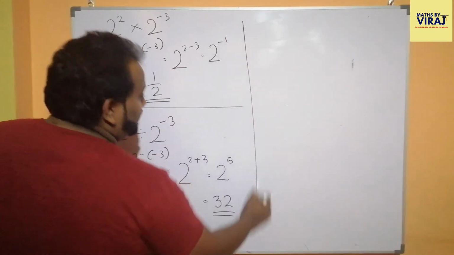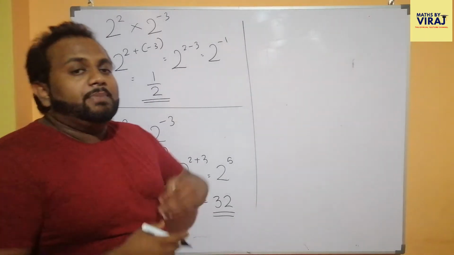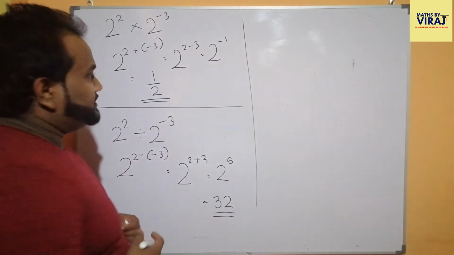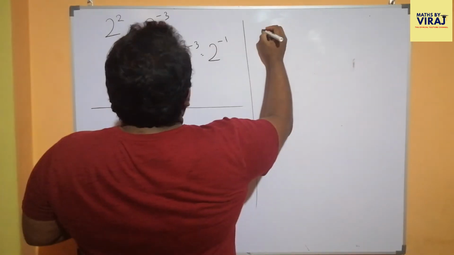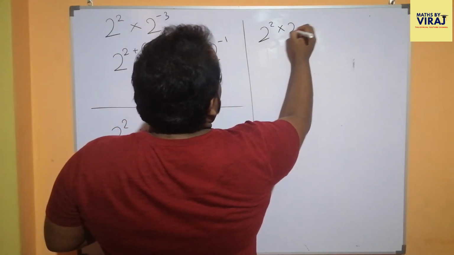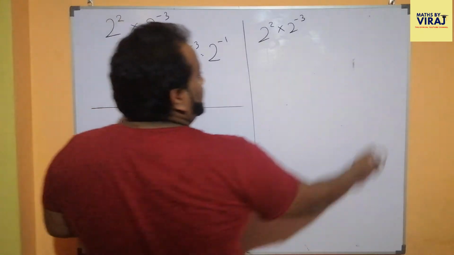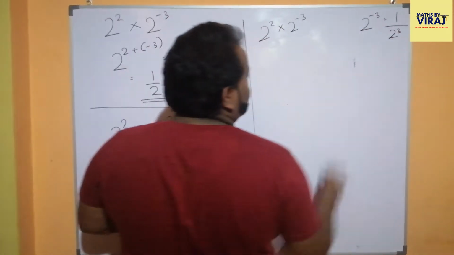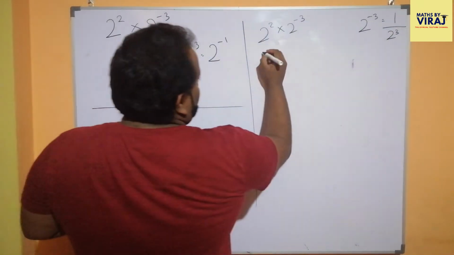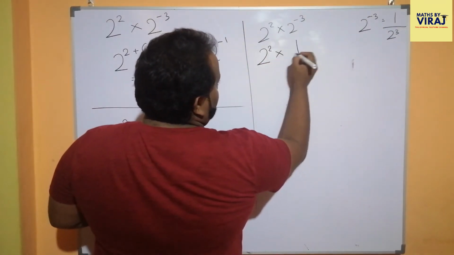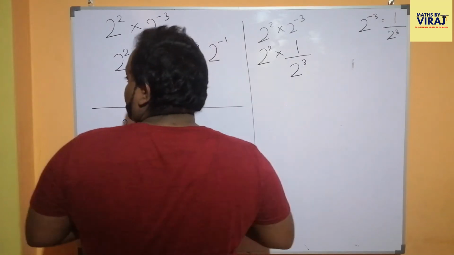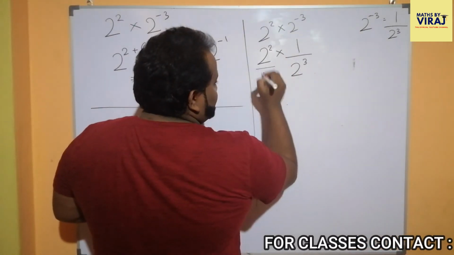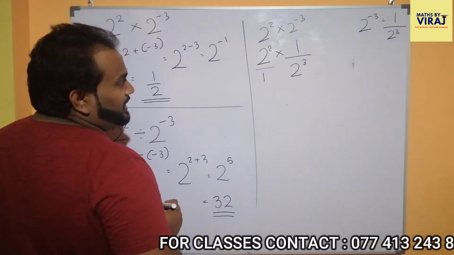Let's try to solve this in a more mathematical way, where indices are not used. 2 to the power 2 multiplied by 2 to the power minus 3. We know that 2 to the power minus 3 is written as 1 over 2 to the power 3. Therefore, 2 to the power 2 multiplied by 1 over 2 to the power 3. Here, I carry this as 2 to the power 2 over 1.